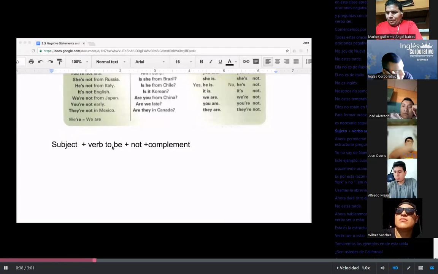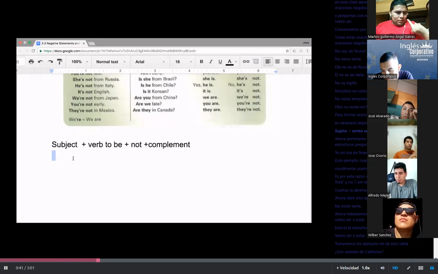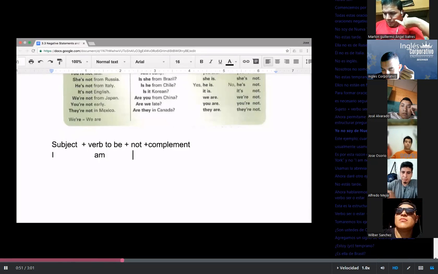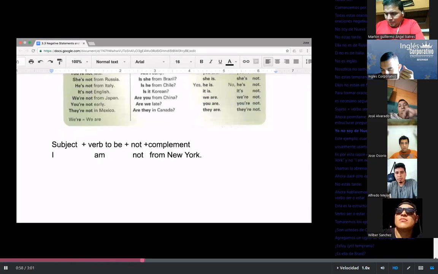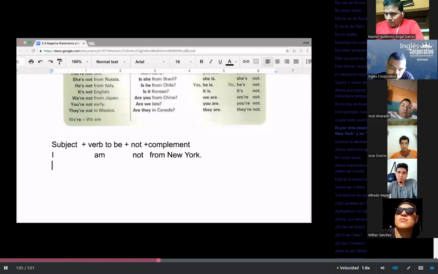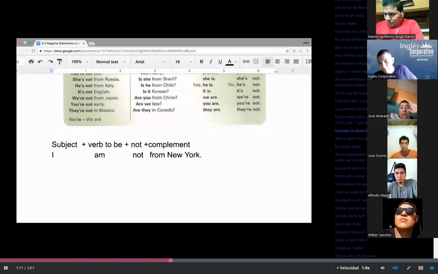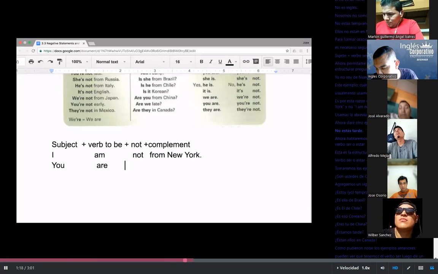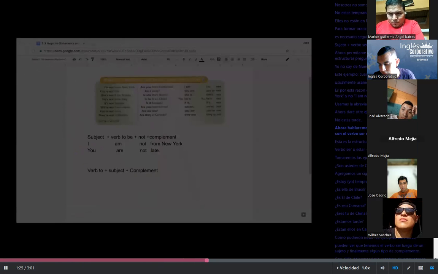In order to form negative statements with the verb to be, you need to follow this formula: subject plus verb to be plus not plus complement. So let's try to make sense of this. I am not from New York. When spoken, we will typically use contractions. So that's why we say, I'm not from New York, rather than I am not from New York. We make the contraction. Let me give another example. You are not late.